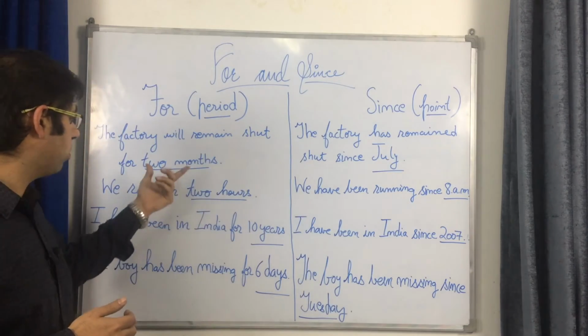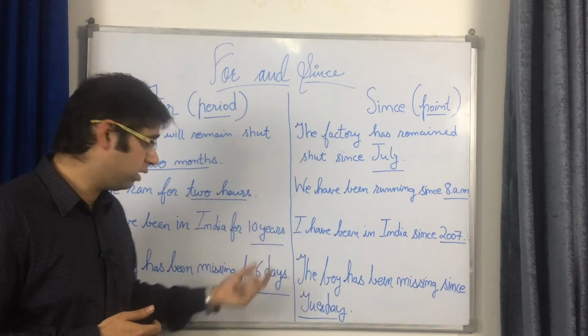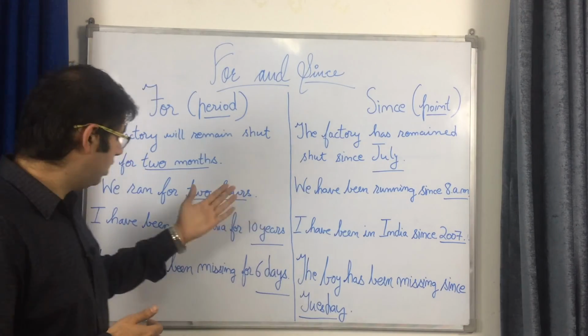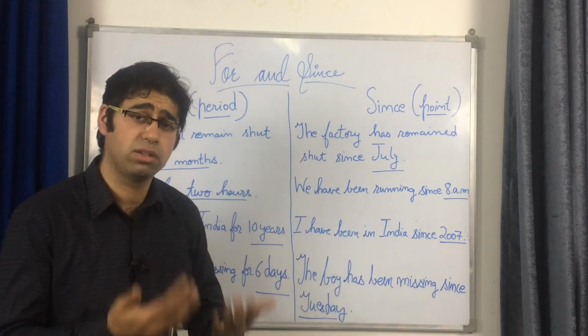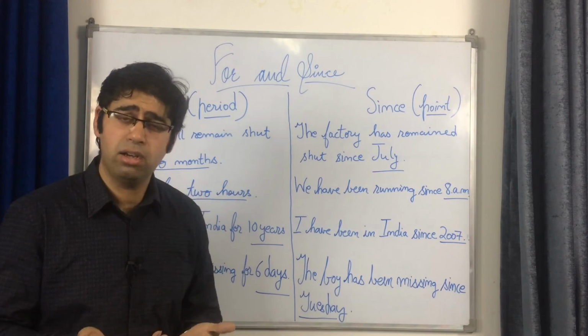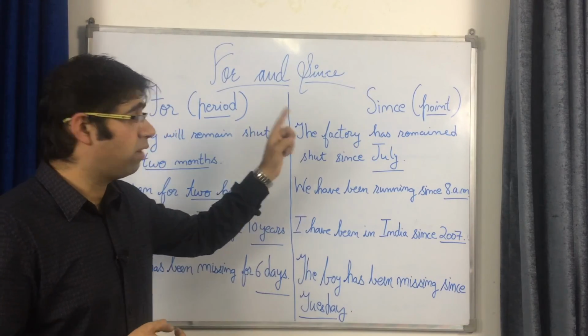Observe some examples. You've got 2 months, 2 hours, 10 years, 6 days. Now, what do all these time frame references tell you? They tell you for how long the process, the event, went on. But do they tell you when it began? No, they do not, which is the function of since.